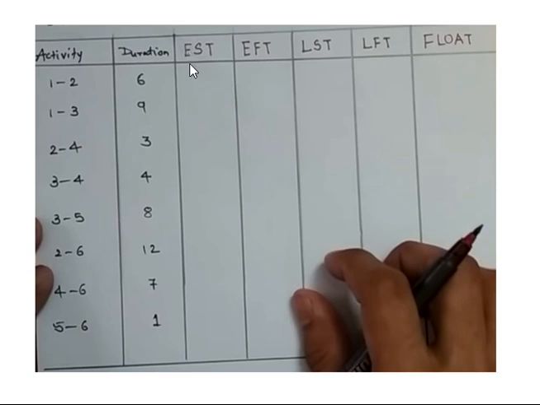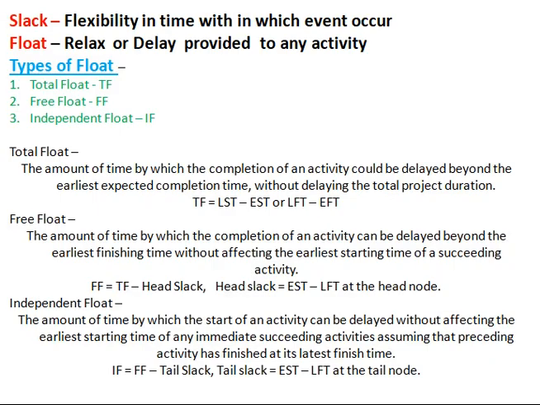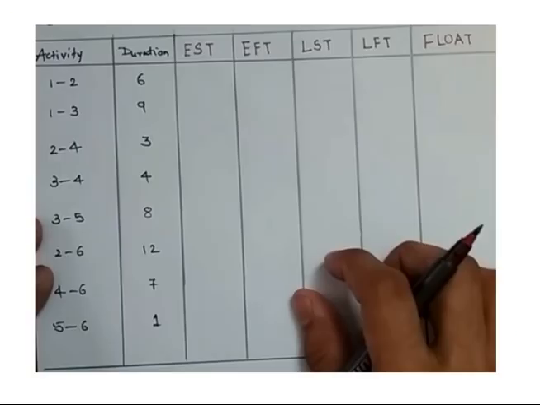If you are observing here, we have drawn 1, 2, 3, 4. These are the 4 columns that are mandatory in order to calculate any one of the float values. As I told earlier, if you want to calculate independent float, free float is a must. If you want to calculate free float, total float is a must. Now we are addressing only total float, so we require only these 4 columns: EST, EFT, LST, LFT.